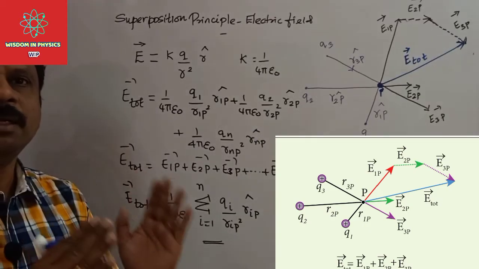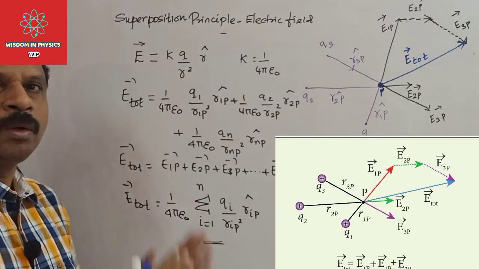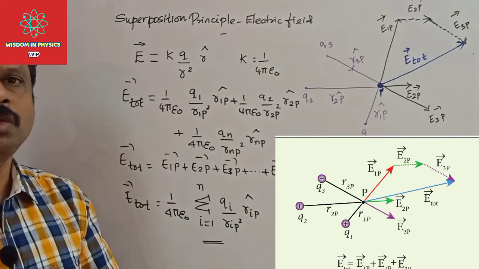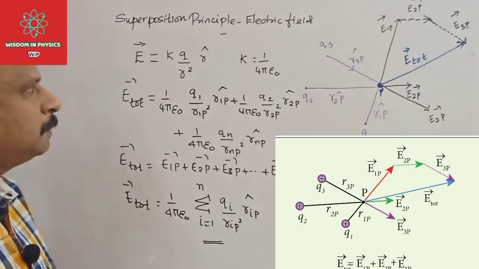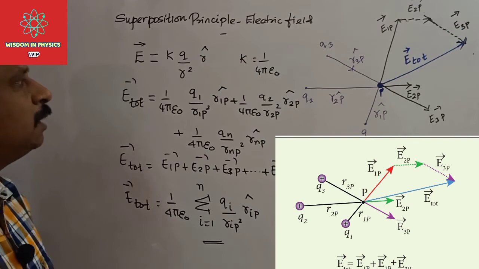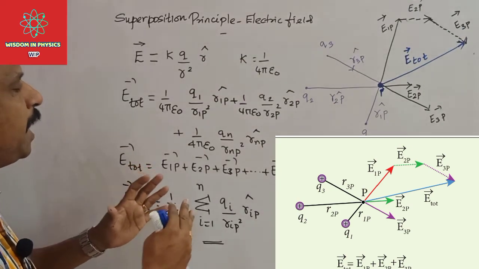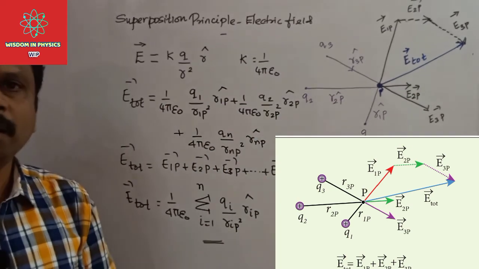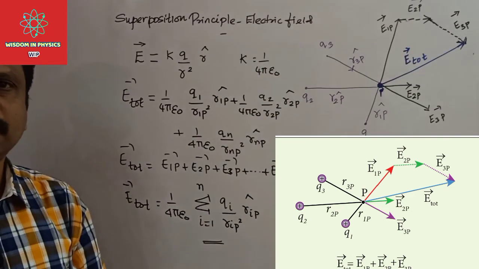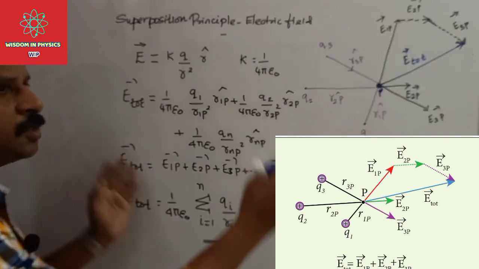So what we have done in finding the total electric force, the same thing we are applying here. The superposition principle is nothing but, to find the resultant electric field, we make the vector sum of all the individual electric fields due to the individual electric charges in the system of charges given in space, right?